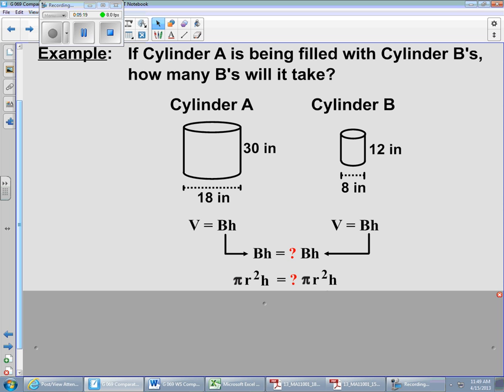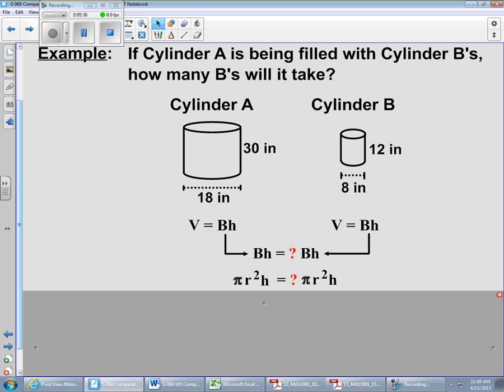Ooh, that's, yeah, 9. That's not a difficult question. 9. Okay, so we'll plug in 9 for R on the left-hand side, and H from cylinder A, 30. Easy, plug it in. The question mark is unknown. That's what the problem is asking us. How many of those cylinder B's will it take?